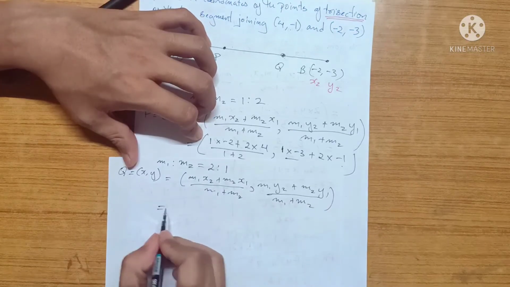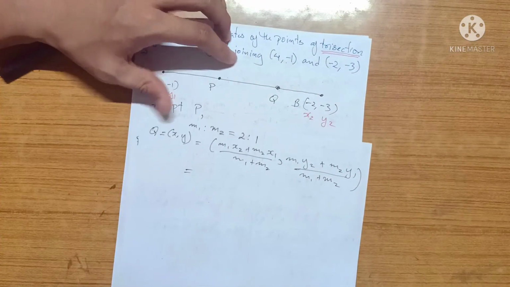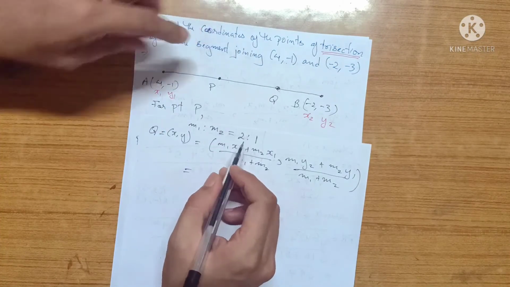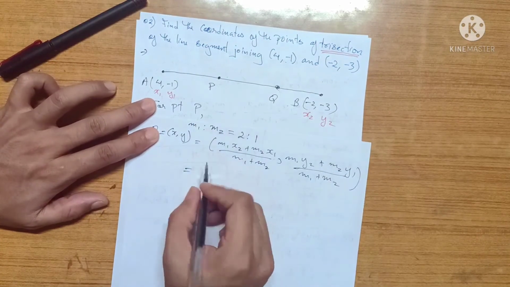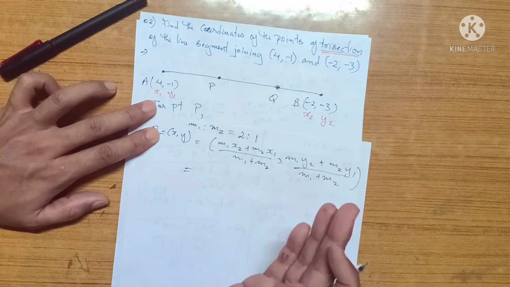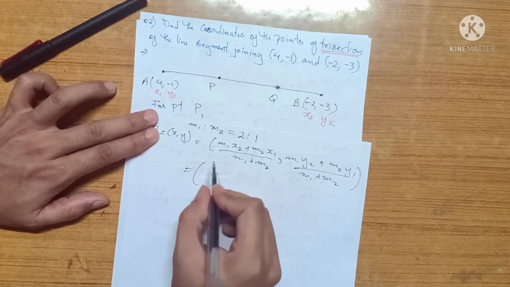And then if we apply the formula now, m1:m2 is 2:1, right? So we have x1, x2 here. The values of x1, x2, y1, y2 will not change, okay? Only m1 and m2 will change.